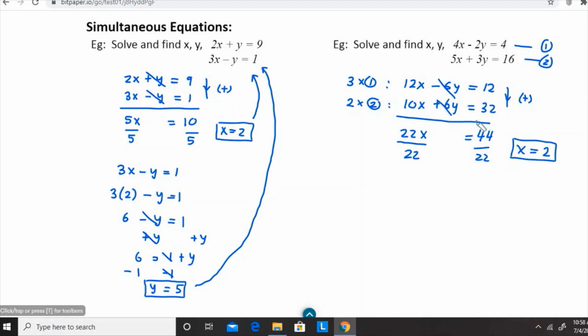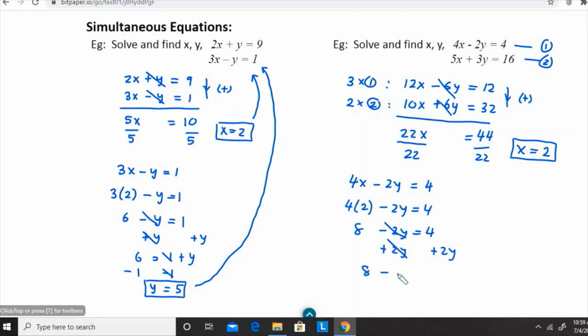And then again I'm going to substitute x back in one of these equations. I'll use equation number 1 for example. So I have 4x minus 2y equals 4. Substituting 2 for x, I have 4 times 2 minus 2y equals 4. Then 8 minus 2y equals 4. I'll add a plus 2y over here, and then I need to do the same thing on this side to get rid of the negative 2y.